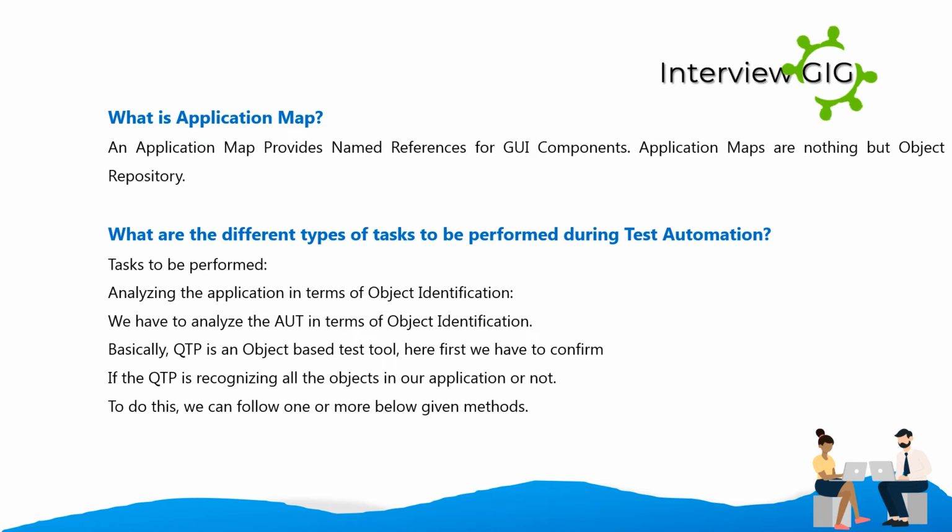What is application map? An application map provides named references for GUI components. Application maps are nothing but object repository.